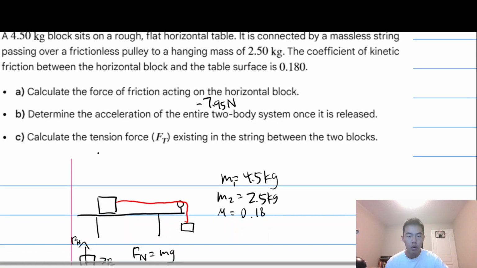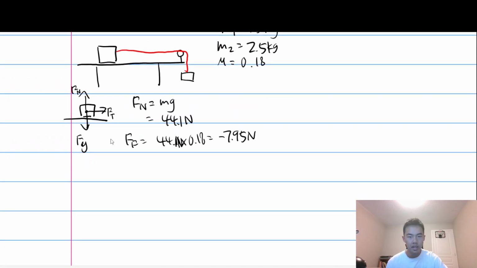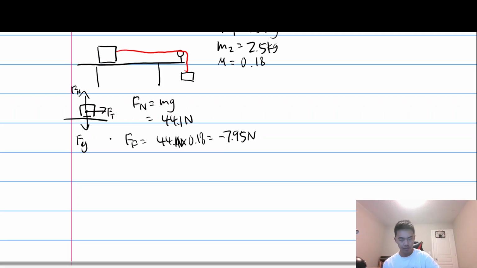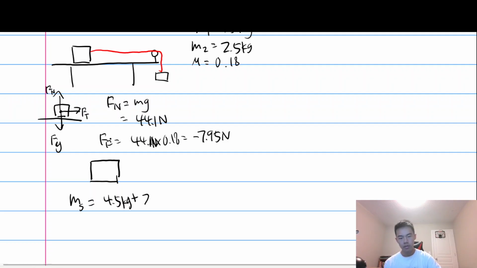Determine the acceleration of the whole thing now. So we can think of this thing as like a super system. Not just a normal system, but a super system. So if we combine both of these blocks into one, how much would it weigh? It would weigh exactly, super, would equal 4.5 kilograms plus 2.5 kilograms, 7 kilograms.